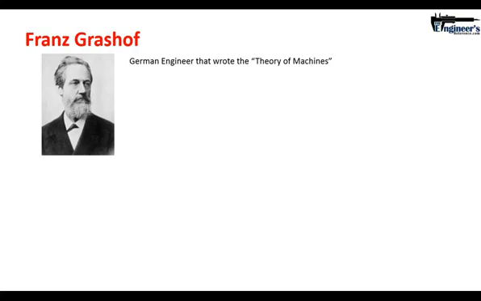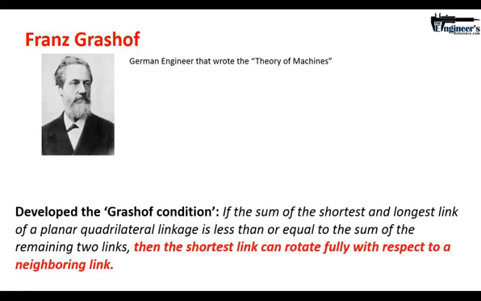To understand that, there's an engineer named Franz Grashof, and he actually wrote The Theory of Machines, so a lot about machine design. One of his important discoveries was the Grashof condition. Now let's go ahead and read this through. If the sum of the shortest and longest link of a planar quadrilateral linkage is less than or equal to the sum of the remaining 2 links, then the shortest link can rotate fully with respect to the neighboring link.